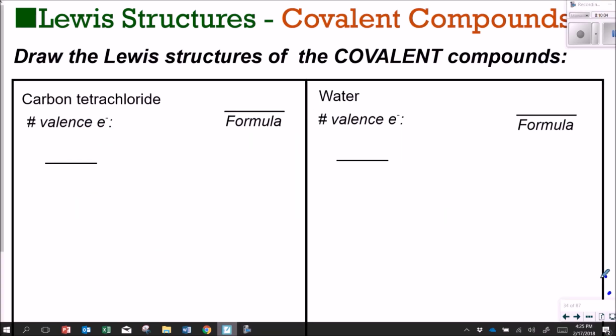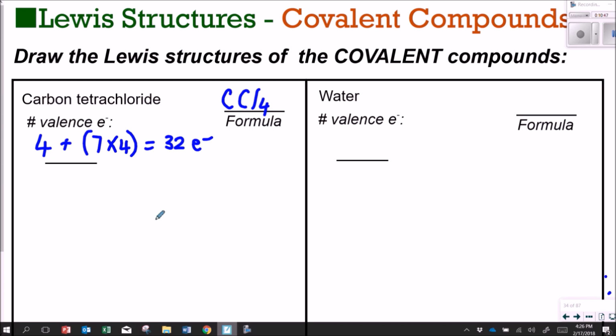Let's practice. Carbon tetrachloride's formula is CCl4. To find out how many valence electrons are available in this molecule, we say that carbon has 4 valence electrons and there is 1 carbon in the formula. Then chlorine has 7 valence electrons and there are 4 chlorines in the formula. So I multiply that by 4 for a total of 32 valence electrons. So now I'm going to draw the formula.